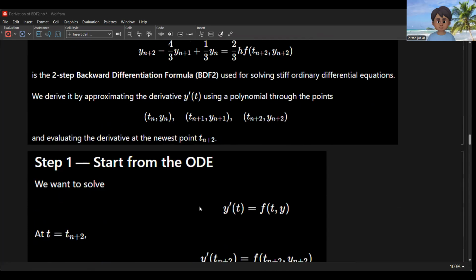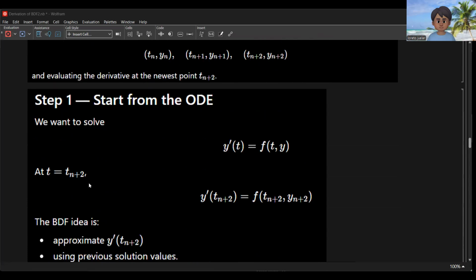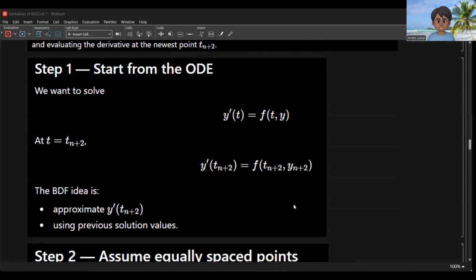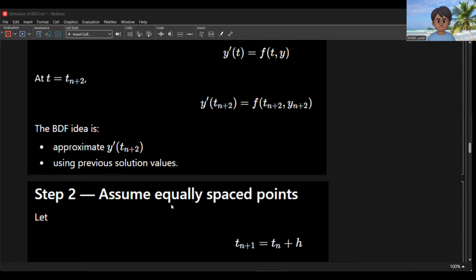So step 1, start from the ODE. You want to solve y prime of t equal to f as a function of t and y. At t equal to t sub n plus 2, y prime of t sub n plus 2 is equal to f of t sub n plus 2, y sub n plus 2 here. So the BDF idea is to approximate y prime of t sub n plus 2 using previous solution values. So assume equally spaced points.